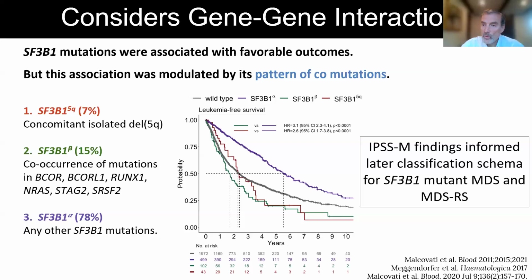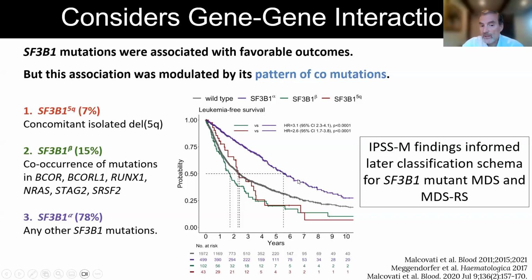So here's an example of what we could do now with this really rich information. We knew that SF3B1 mutations were very common in MDS. They occur in about 25% of patients. But we saw that some people had SF3B1 mutations by themselves. Other people had SF3B1 mutations that were associated with a chromosomal loss, like deletion 5q. And other people had SF3B1 mutations that were associated with other mutated genes. And it turns out that the people who did really well were the people who only have that SF3B1 mutation. Their survival shown here on the purple curve.